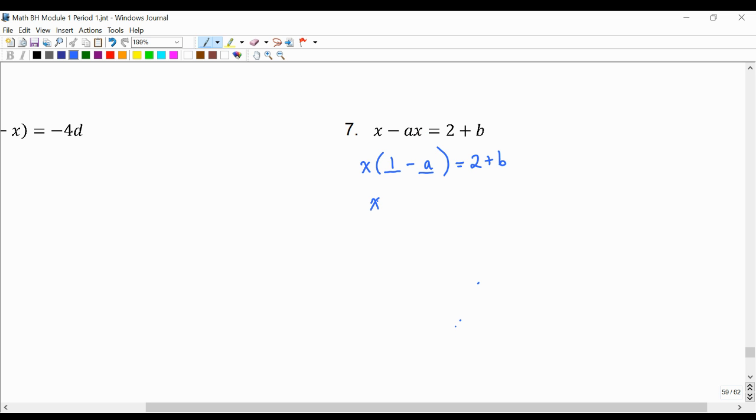All right, normally I wouldn't do this, but because I kind of wrote that weird, I'm just going to fix the way that it looks, even though that's kind of a wasted step. Now I have 1x, I don't have clones, and I need to get rid of 1 minus a, so I'm going to divide by 1 minus a. These cancel, and I'm left with x equals 2 plus b over 1 minus a.